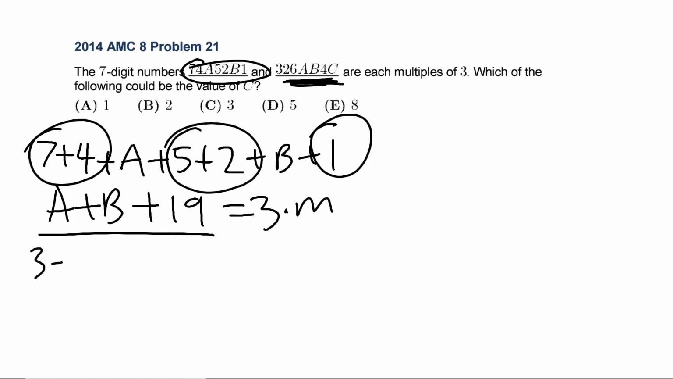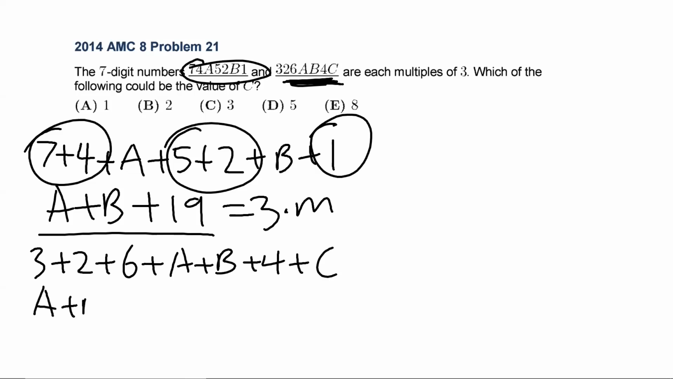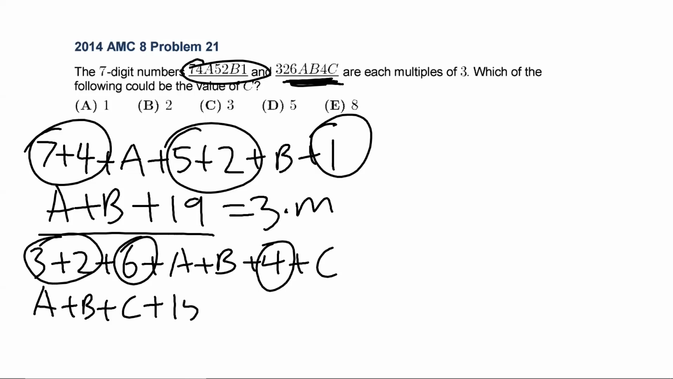So we know that 3 plus 2 plus 6 plus A plus B plus 4 plus C is a multiple of 3. And simplifying this, A plus B plus C plus 4 and 6 make 10. And 3 plus 2 is 5, so that's a 15. You know that this is also a multiple of 3, for example, 3 times the number n. So 15 here is obviously a multiple of 3, so you can actually ignore that, because we know that A plus B plus C has to be a multiple of 3.